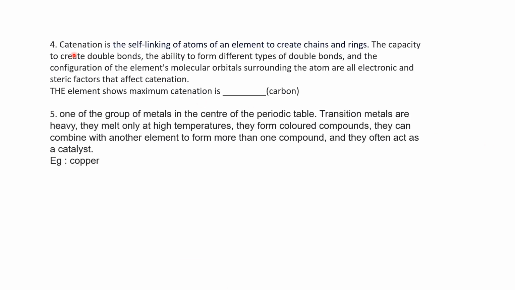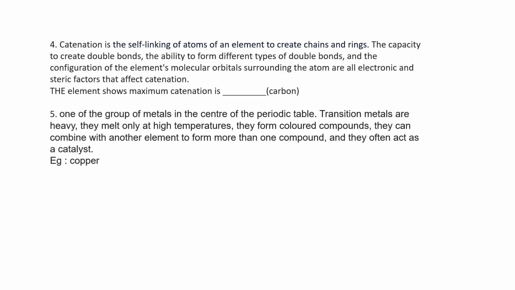Next one. Catenation is the self-linking of atoms of an element to create chains and rings. The capacity to create double bonds, the ability to form different types of double bonds, and the configuration of the element's molecular orbitals surrounding the atom are all electronic and steric factors that affect catenation. The element that shows maximum catenation is carbon.